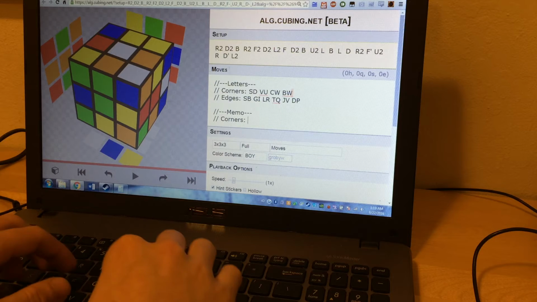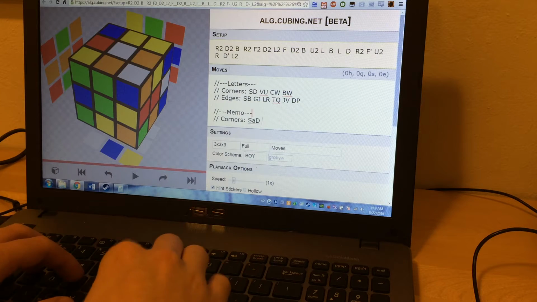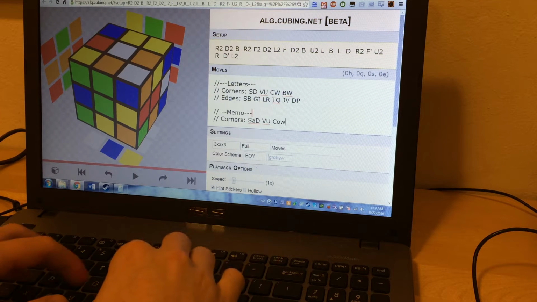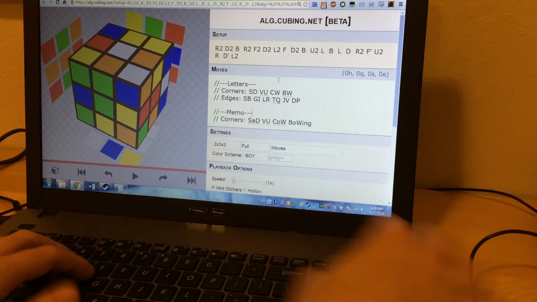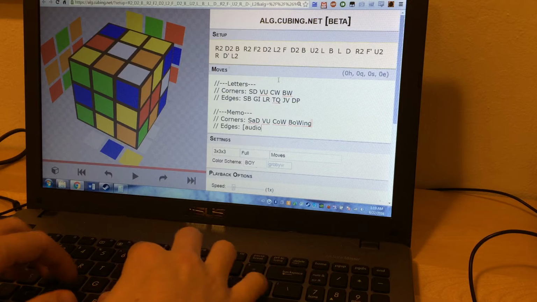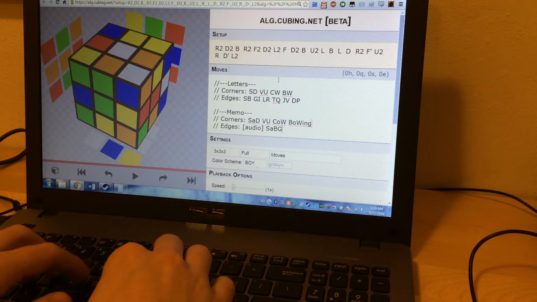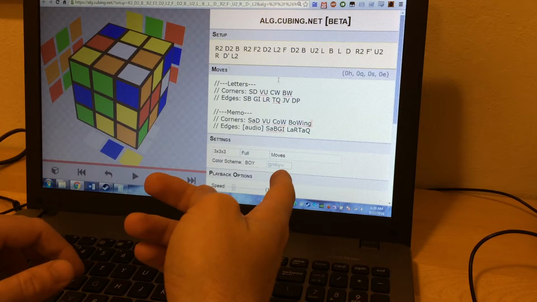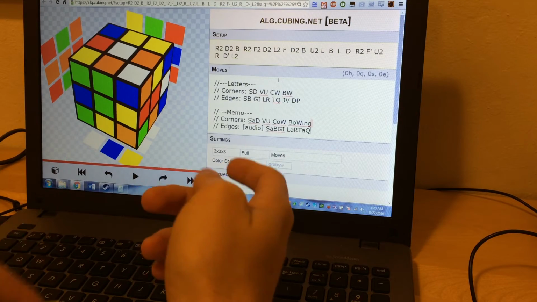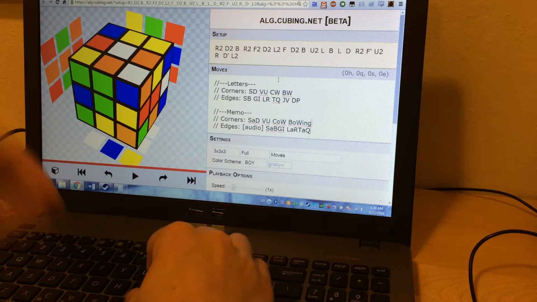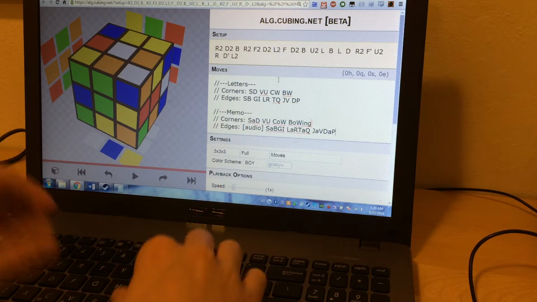So how I do the corners is, well, that's just sad. I don't know what VU is, just whatever, and a cow bowing. It doesn't really need to make a story. I do edges with audio, so I'm thinking SaBGI, LaRTaQ. I can just use the K sound for Q because K is right here anyway, so it's not a letter I use. So LaRTaQ, and then JaVDaP. I use a lot of A's.